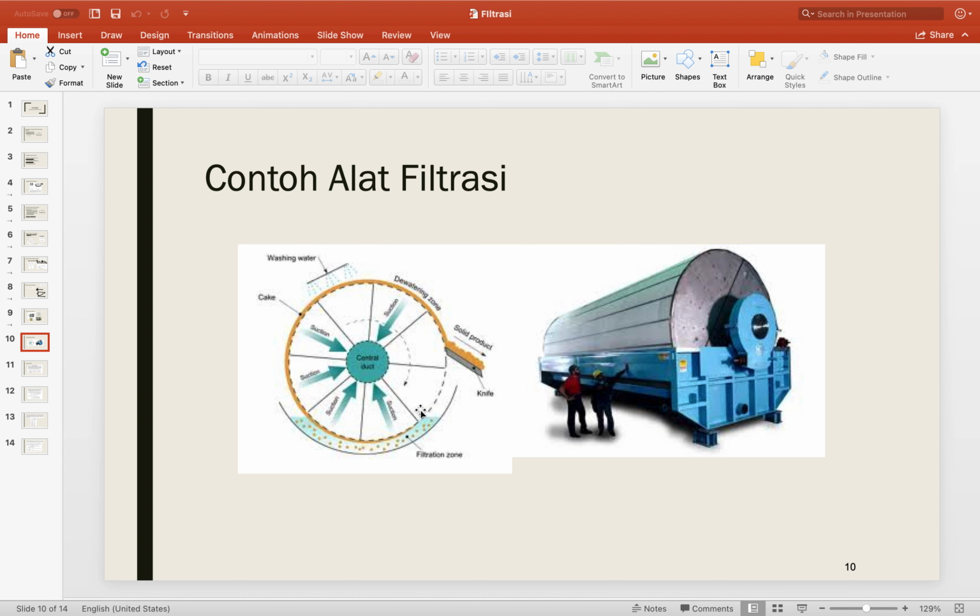But then because the drum rotates all the time, the solid product can be removed by the knife over here. So you have the solids here outside the drum, and because the drum rotates, the solid can be removed by the knife here. So in this part you will have a clean drum again, and then it moves continuously. So basically that's filtration.